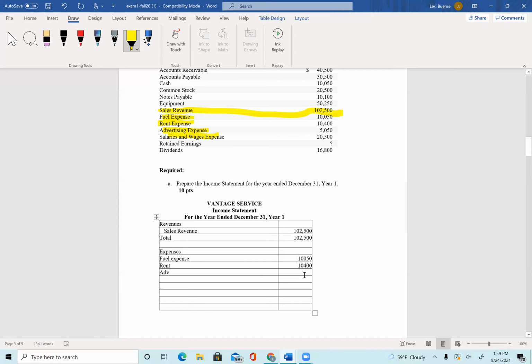Advertising, 50, salaries and wages, and that is 2,500. So then you would total it up, which is 4,600. And then your net income, which is revenues minus expenses, 56,500. It would be considered a net loss if expenses are greater than revenues.